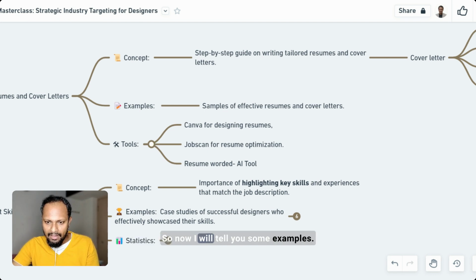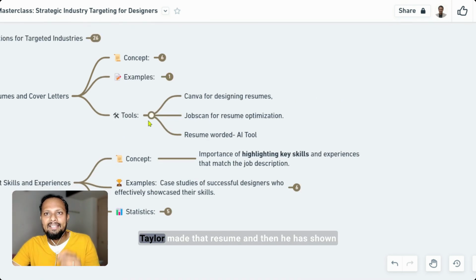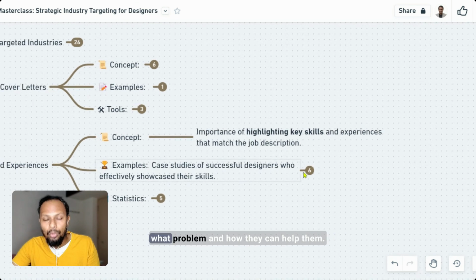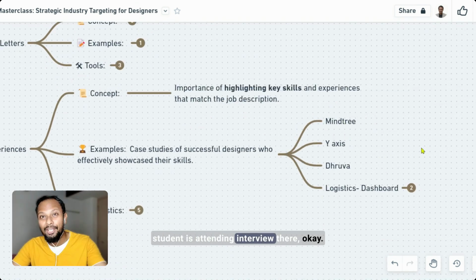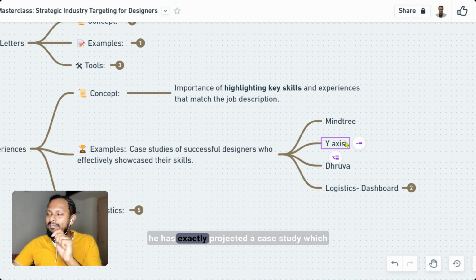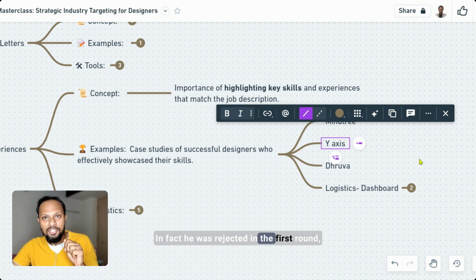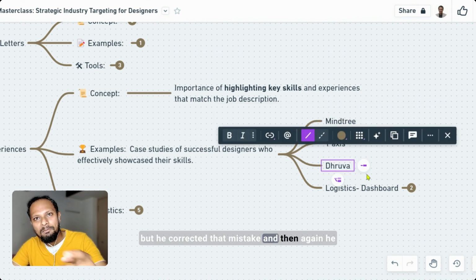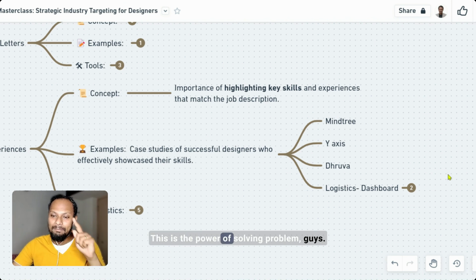So now I will tell you some examples. One of my students who cracked Mindtree recently, 13.5 LPA, exactly tailor-made that resume, and then showed what problem they have and how he can help them. And also Y-axis, one of my students is attending an interview there. Okay, another student who cracked an interview at Dhruva exactly projected a case study which helps them solve their problem. In fact, he was rejected in the first round, but he corrected that mistake, and then again he applied to that recruiter, and then he got hired. This is the power of solving problems, guys.